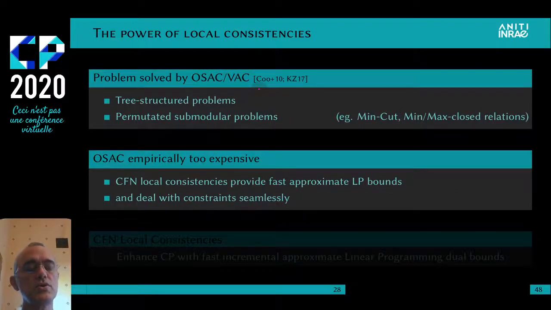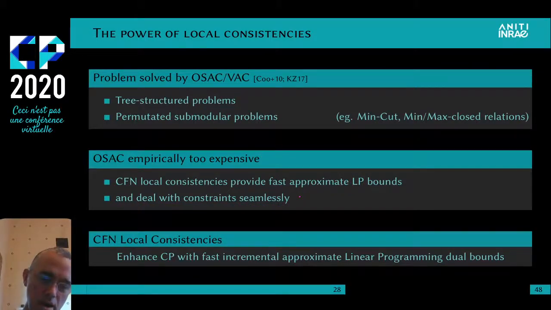OSAC is also, we saw in practice empirically, quite expensive to apply. And instead, even VAC can be too expensive in some cases. But still we see that cost function network local consistencies are actually able to provide fast approximate dual LP bounds. And the nice thing is that you don't have to do this mixed LP and AC stuff. They deal with constraints seamlessly. So a single principle does both the LP-like reasoning and the CP-like reasoning.